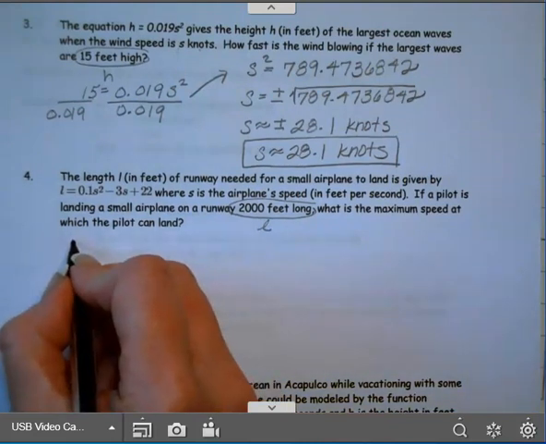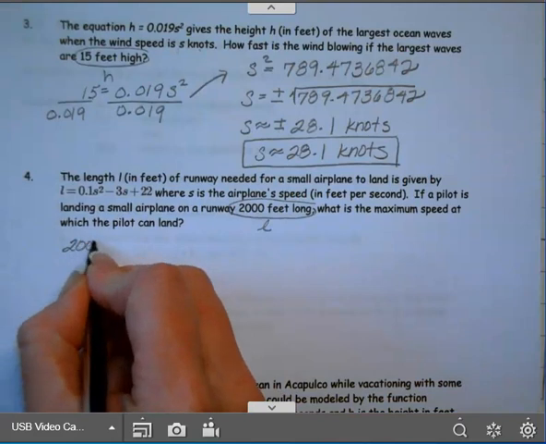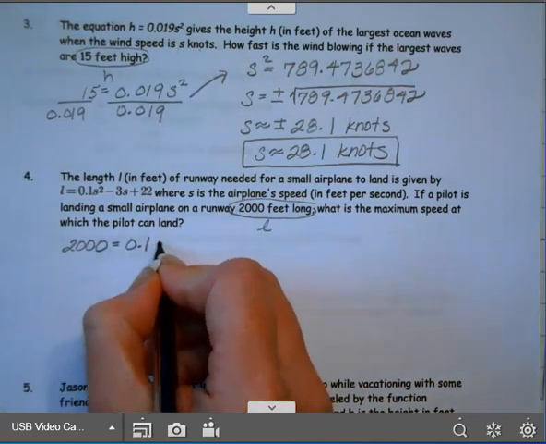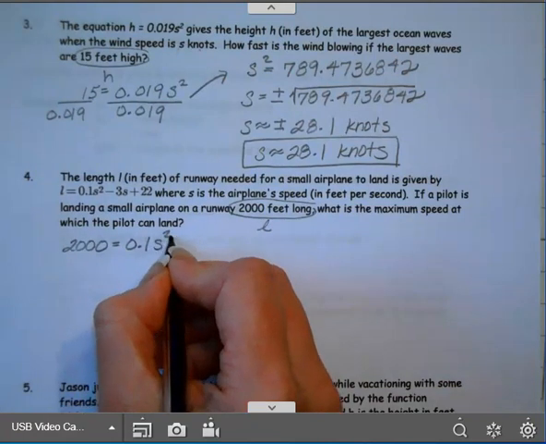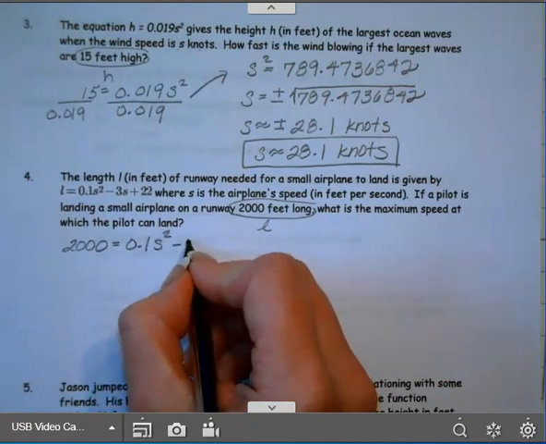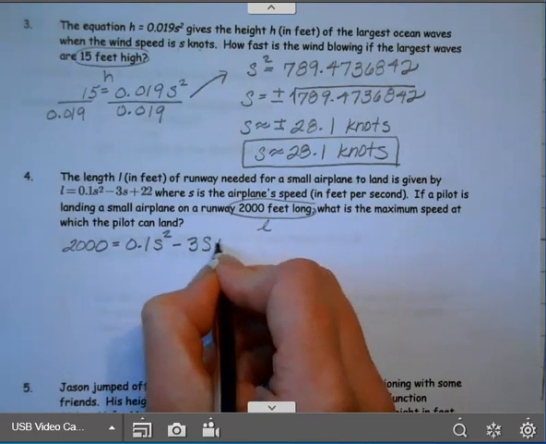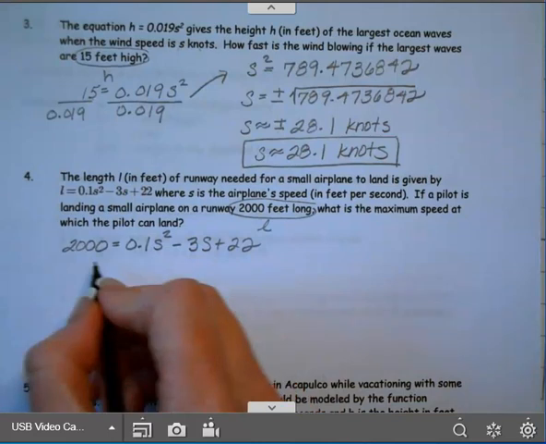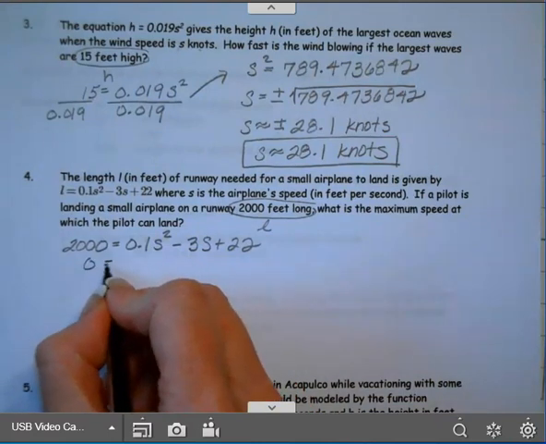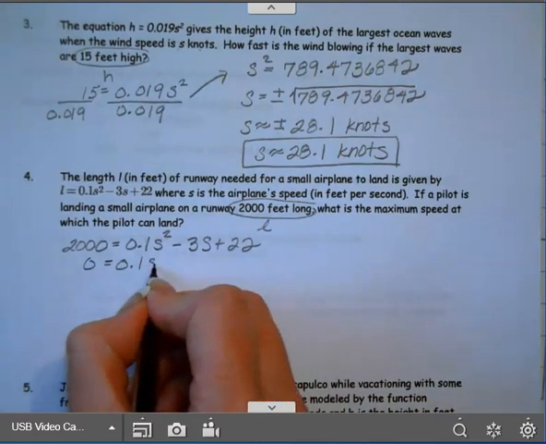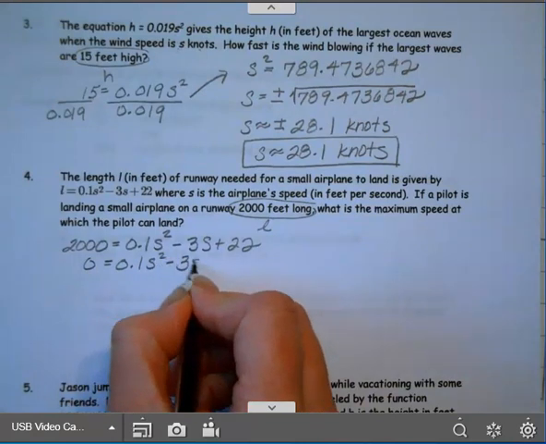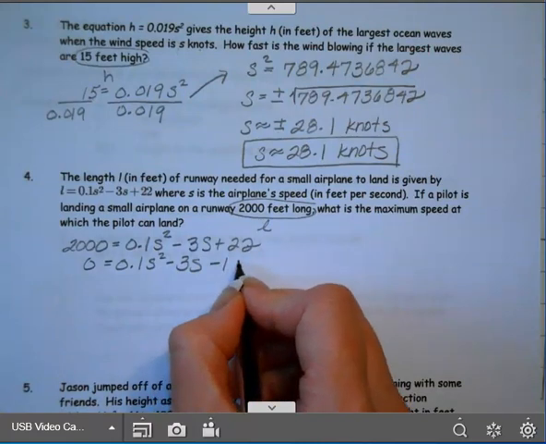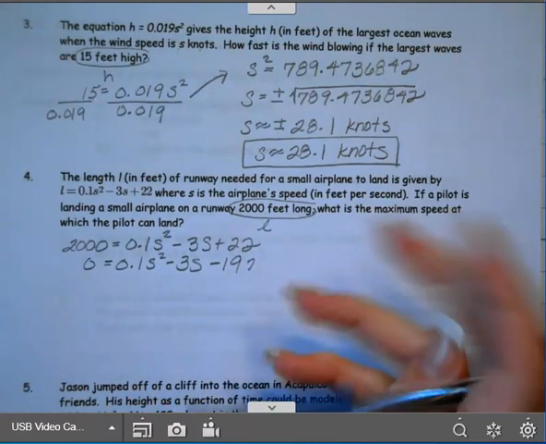So I'm going to plug in 2,000 for L. And that's equal to 1/10 s squared minus 3s plus 22. Let's get the 2,000 on the other side. So 22 minus 2,000 is 1,978.